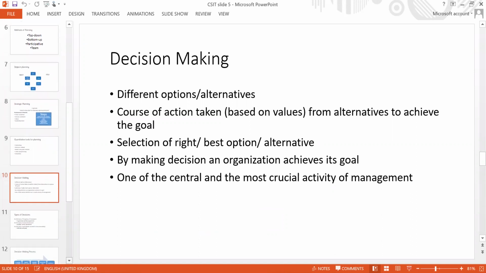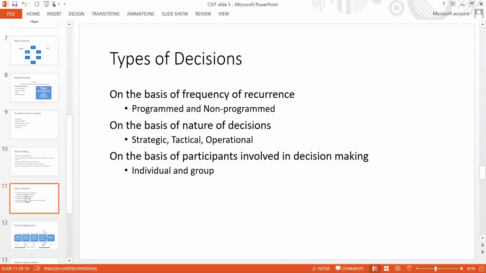So what are the different types of decisions? On the basis of frequency of recurrence, there are programmed and non-programmed decisions. There are certain situations where you take decisions in a programmed manner, very routine situations where you have already taken decisions in those cases, and it is not very difficult for you to take decisions. These are called programmed decisions. So it's a regular kind of decision.